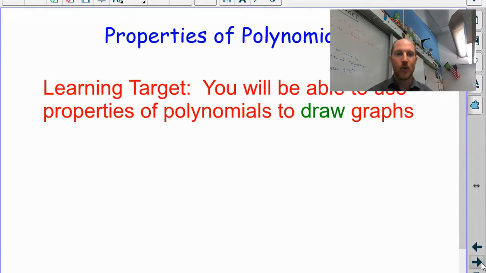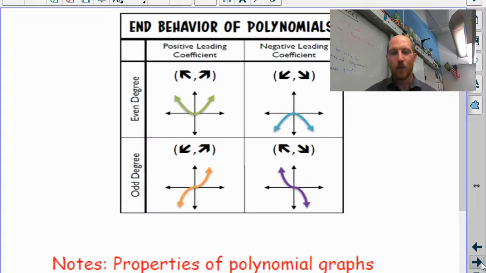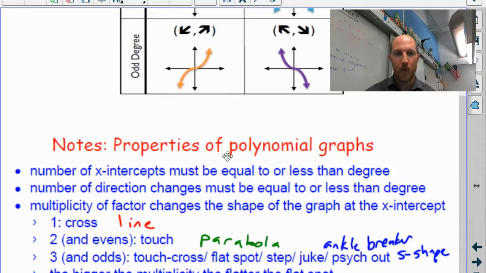All right, so today we are looking at properties of polynomials. We're going to be using all of the properties that we've been studying about polynomials in order to draw graphs today. So what are some of the things we've been learning? Well, we've looked at end behavior of polynomials. We have looked at how to identify the number of x-intercepts that a graph will have, the number of direction changes present, and the shape of the x-intercepts determined by the multiplicity of the factors. All of this stuff is going to go into making graphs today.